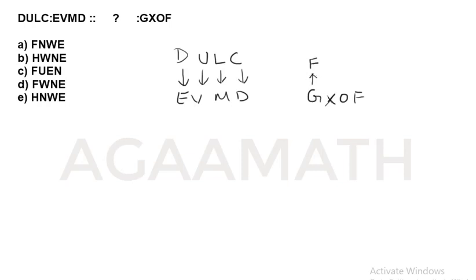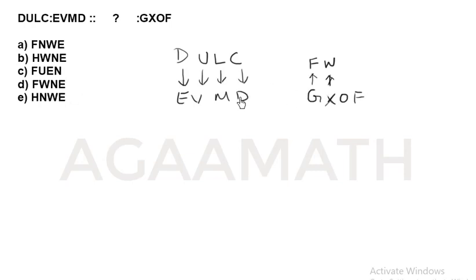So with F, what options are here? We have the options like A, C, D, E. Sorry, A, C, D. So before X, what do we have? Before X, we can see that it is a W. So FW is only in option D.